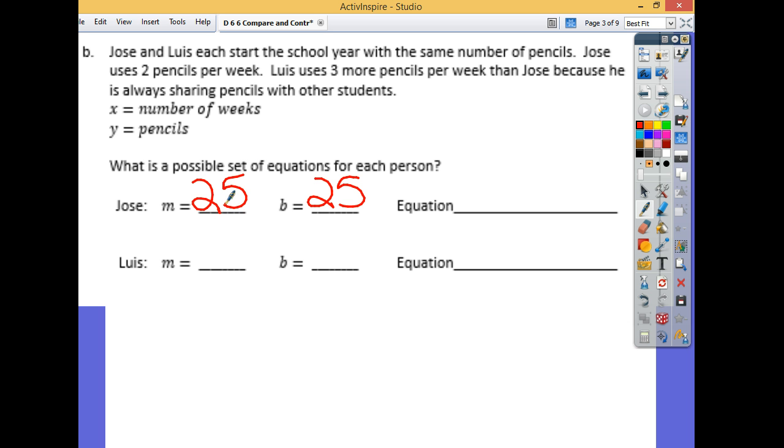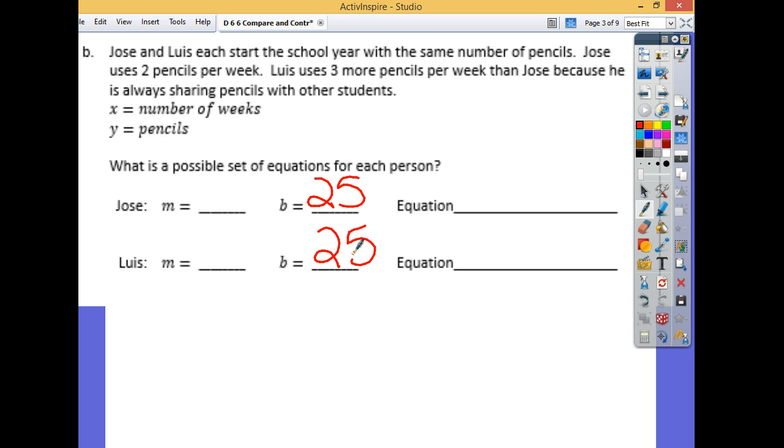Jose and Luis both started with 25 pencils. B. Do they both go up 25? Is that their rate of change every week? No. What they both started out with is your y-intercept. So they both started out with 25 pencils. That's what we decided to use.